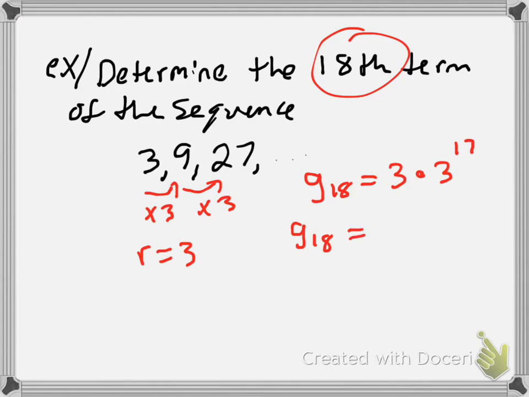So our g of 18, you can just type that in your calculator, 3 times 3 to the 17th. If you notice, I didn't put the r value in parentheses this time because it's not negative. I don't have to. This one comes out to a really big number, so I'm going to write it down here. This is 387,420, oh sorry, 387,420,489. So like I said, these geometric ones get pretty big, so I usually don't ask you to go too far with them. But hopefully that helps and makes sense.